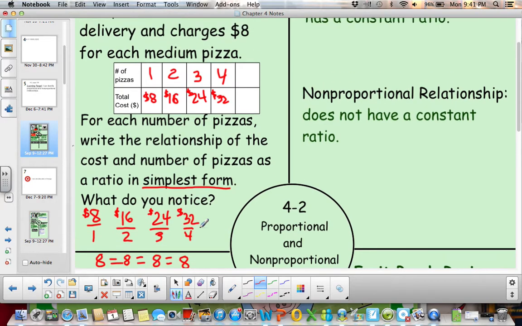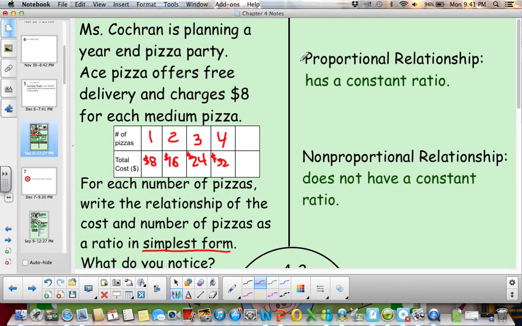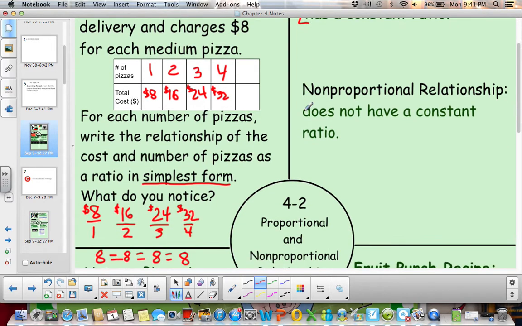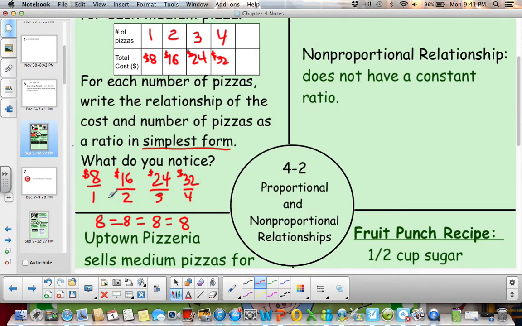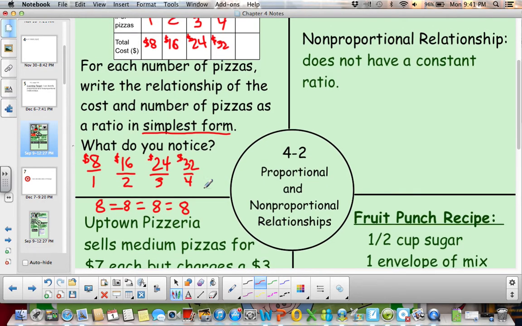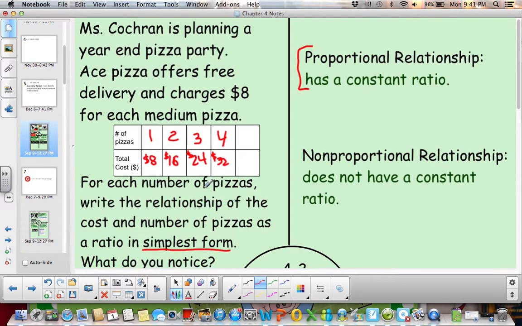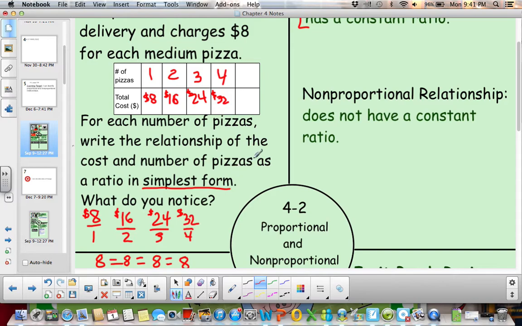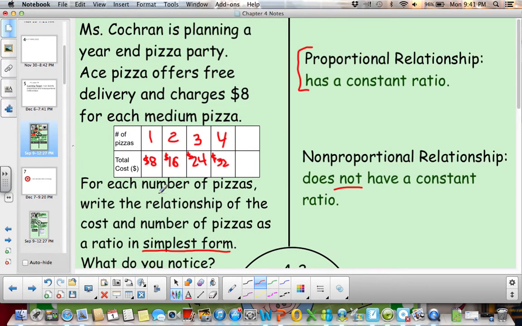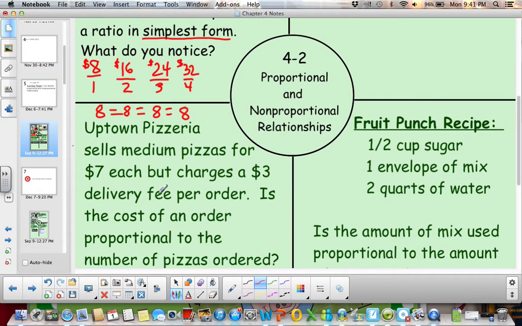Therefore, this is a proportional relationship because it has a constant ratio. Each ratio that we make is simplified to the same number and they are equal. So therefore they are proportional. Okay, a non-proportional relationship does not have a constant ratio. So let's do this problem.